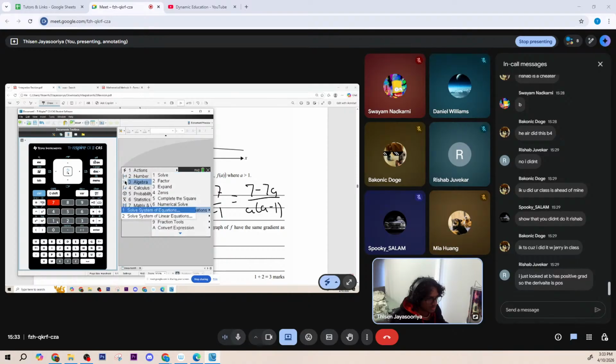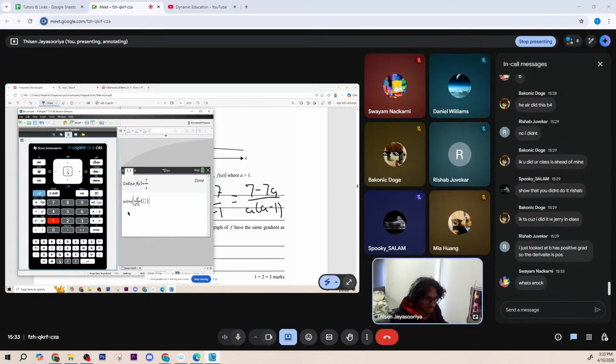What's a rock? The average rate of change. That's what a rock represents, the average rate of change. I forget, I don't teach you for methods. I teach you for chemistry. It's 7 take 7a over a times 1 take a, comma, because that's the phrase they use in the exam. They use a rock, comma, x.